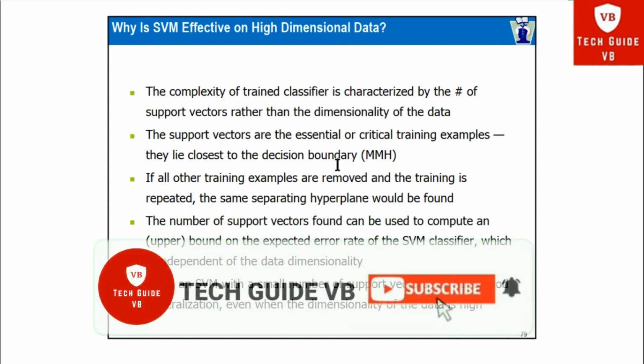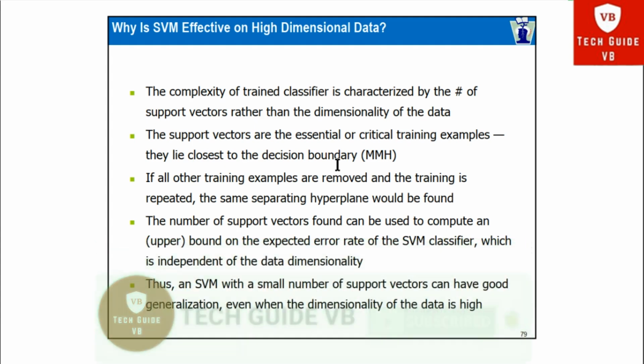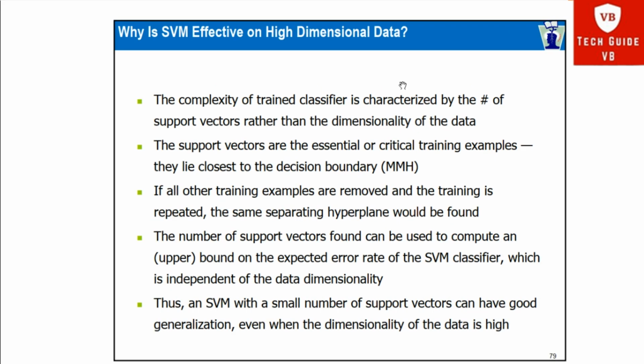Okay, hyperplane. If all other training examples are removed and the training is repeated, the same separating hyperplane would be found. This is the more important thing in the SVM. Okay, the number of support vectors found can be used to compute an upper bound on the expected error rate. So, if you consider the number of support vectors, then the upper bound is very important to have the error rate very less.